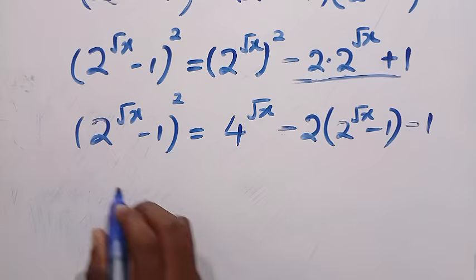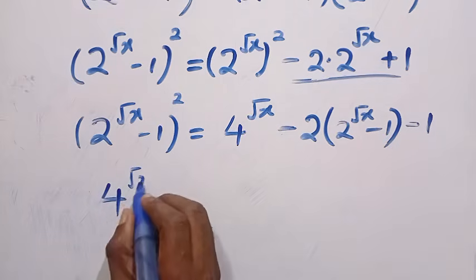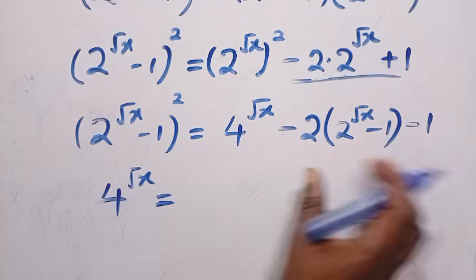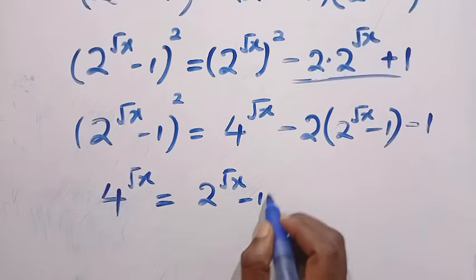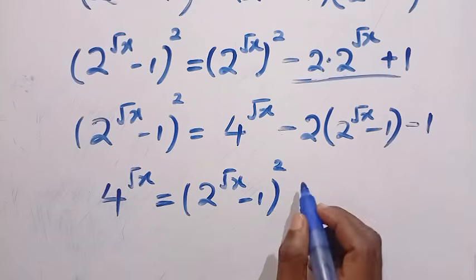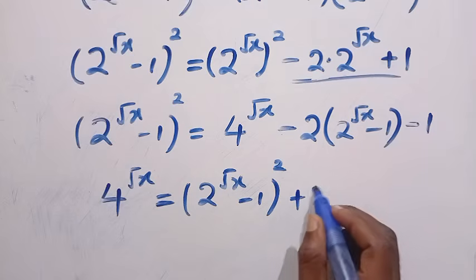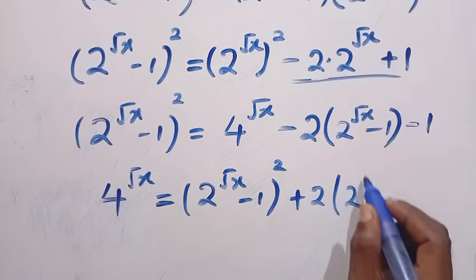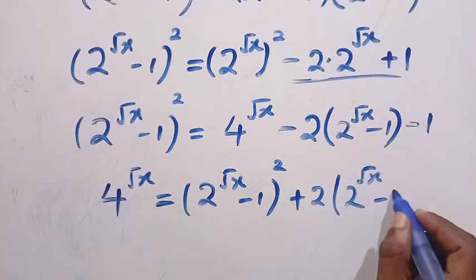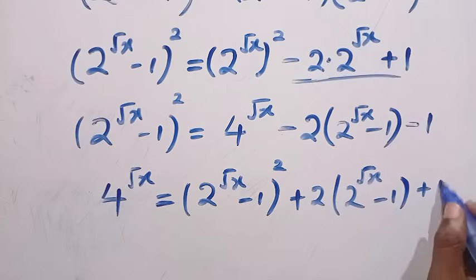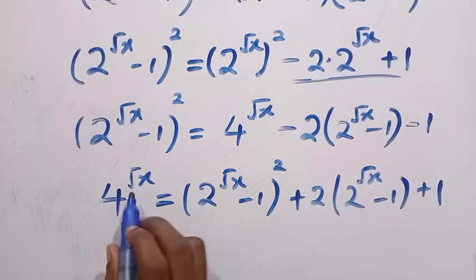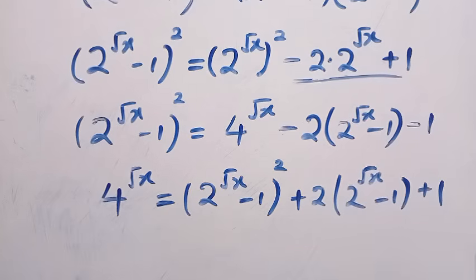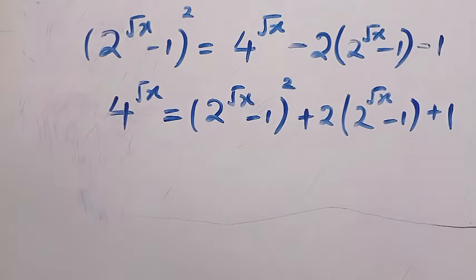Then we make 4^√x the subject of the formula. By doing that, we have 4^√x equals the whole of this taken here, and this is (2^√x − 1)². Then when this comes here, we have plus 2(2^√x − 1), then plus 1. That's the whole of 4^√x. We can just take our time, expand the whole of this. We are going to get 4^√x. And let's take everything back to the given question.